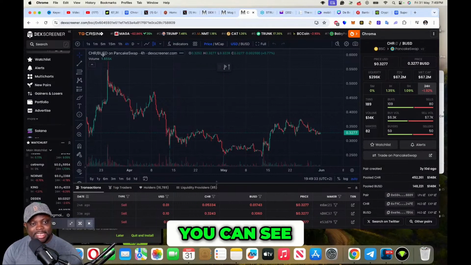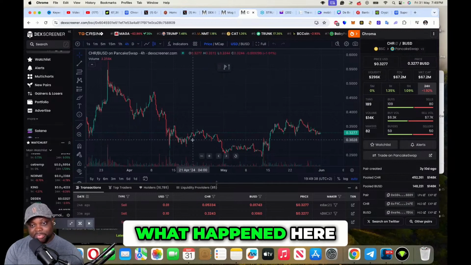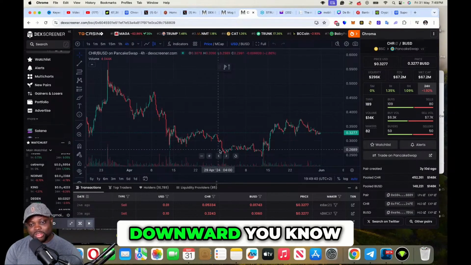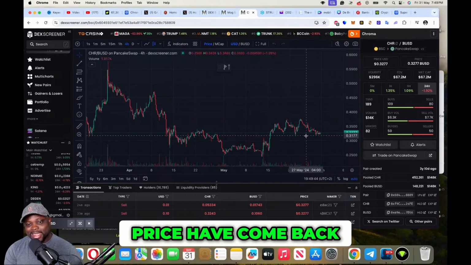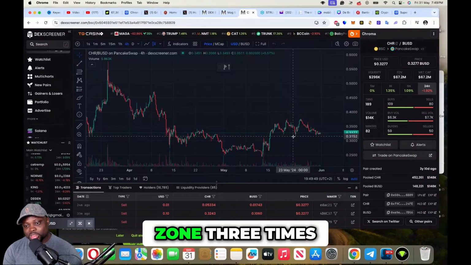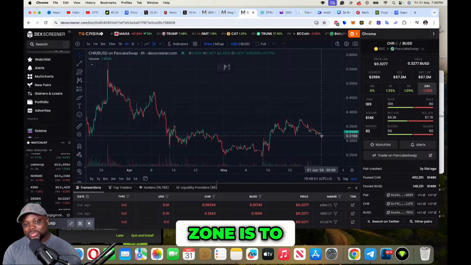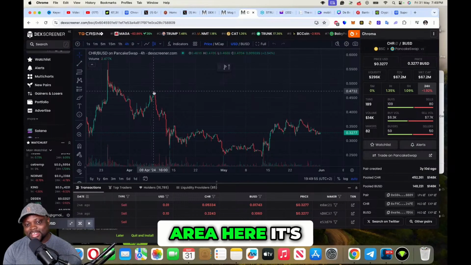In this case, you can see you can trade this looking at the 4 hours time frame. What happened here? Price was moving downward. What did price do? Price broke and made higher highs. Price has come back, and price is holding this area where price broke. Price has attempted this zone 3 times now. So the next move is to take price to the next area. This area here is going to be the next target.